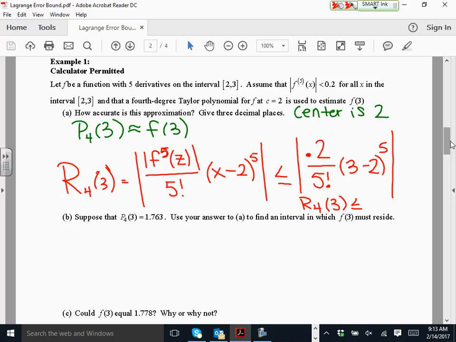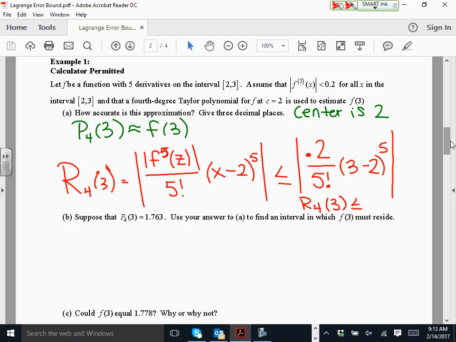Well, we can use a calculator, so it doesn't matter. Take 0.2 divided by 5 factorial times 1. Yes, the equation on the right, yep. It's the same thing as the equation on the left with the values plugged in. Yep. So z would be whatever they gave you at the top.